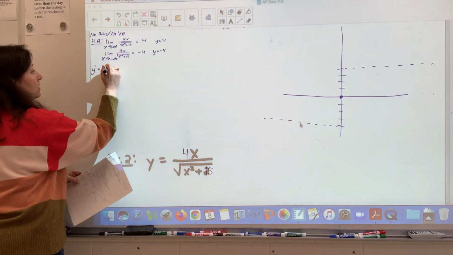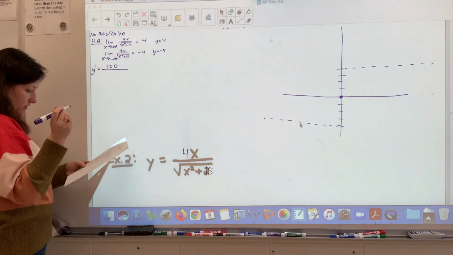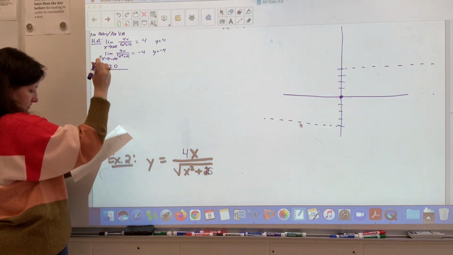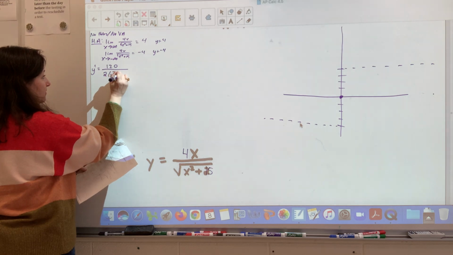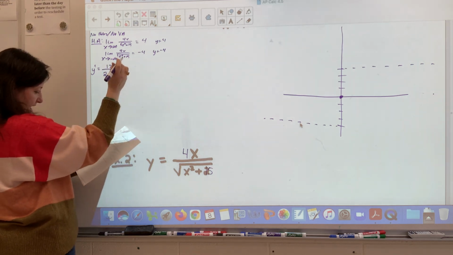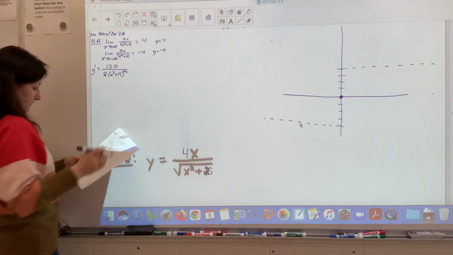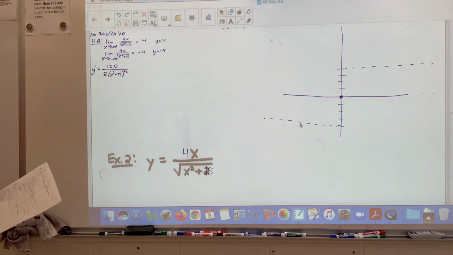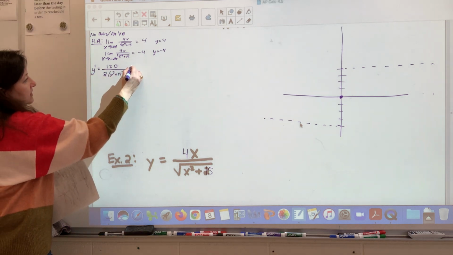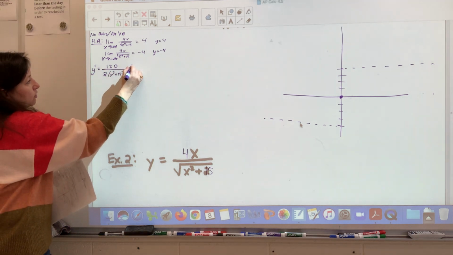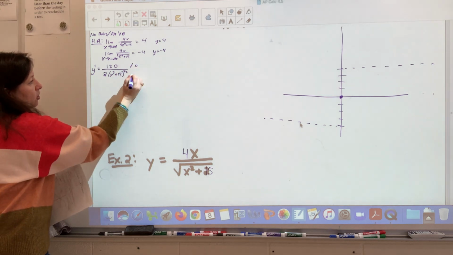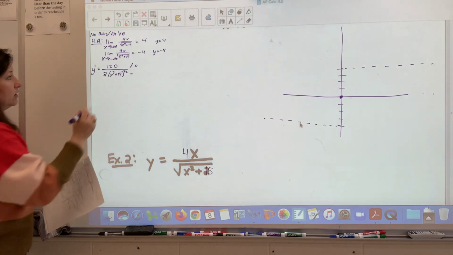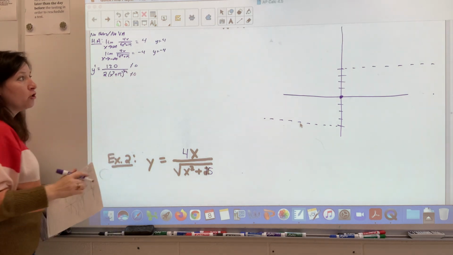It comes out to be 120 over 2 times x squared plus 15 to the 3 halves. Okay, so that's what the first derivative comes out to be once you do the quotient rule. I'm just saving us time. So we've got to find where the first derivative equals 0 or is undefined. Will anything ever make the numerator equal 0? No. Will anything ever make the x squared plus 15 equal 0? No. So there are no critical points.